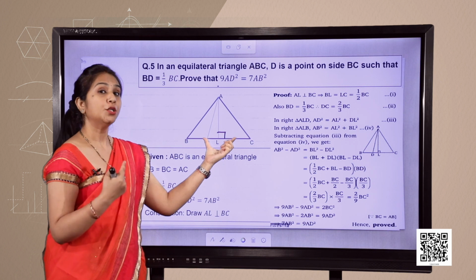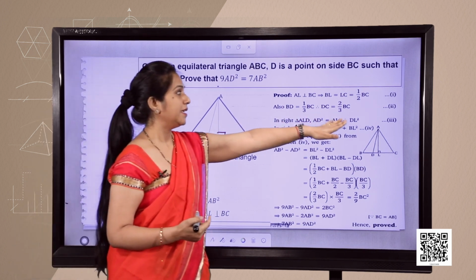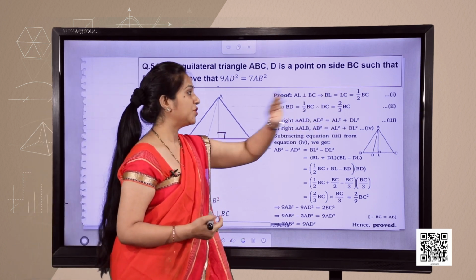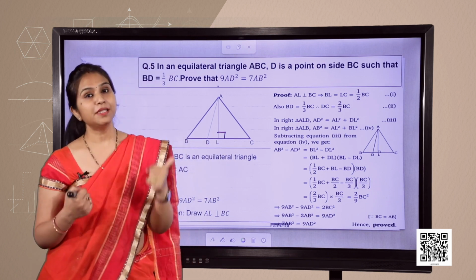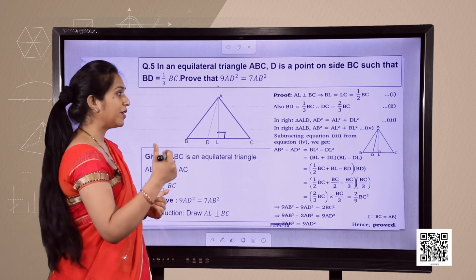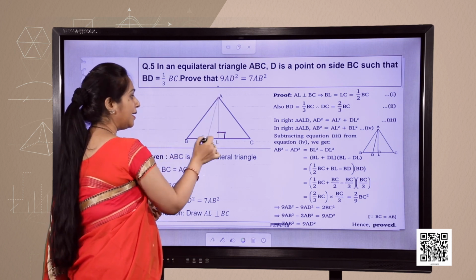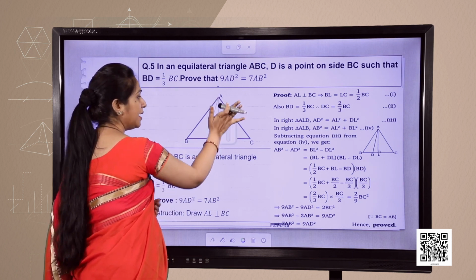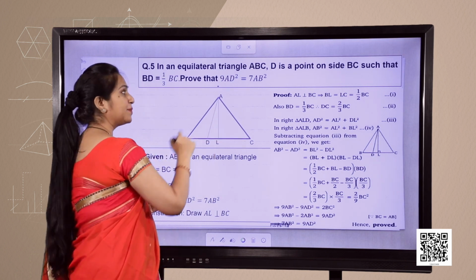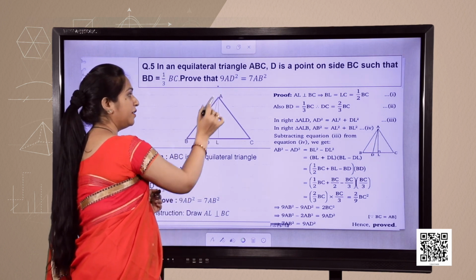This will be 2/3 of BC. So, this is equation number 1, this is equation number 2. Now, remember this question in steps only. You can see first I am going to apply Pythagoras property in triangle ALD, this small one, and after this I am going to apply Pythagoras property in triangle ALB one by one.